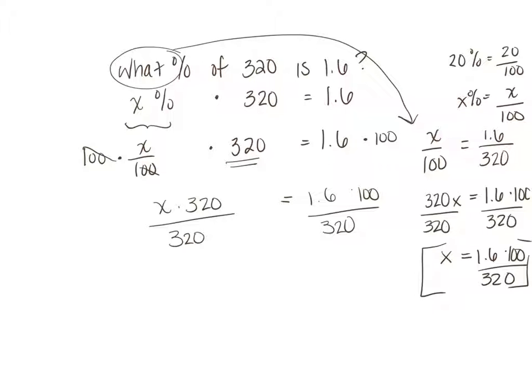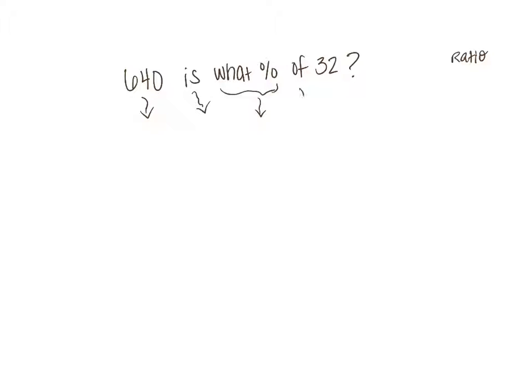All right, let's do another one. Let's look at this one. 640 is what percent of 32? I'd like you to translate this to English, and then I'd also like you to try writing it as a ratio. All right, make a math sentence, just translating it to English, and then make sure you do your ratio form too. Pause me and let's check.